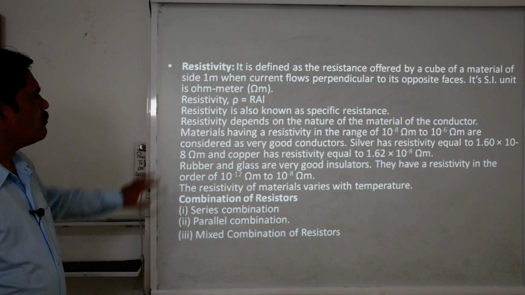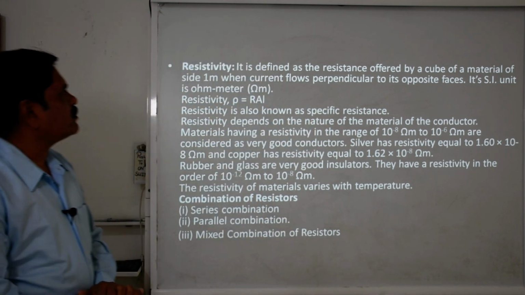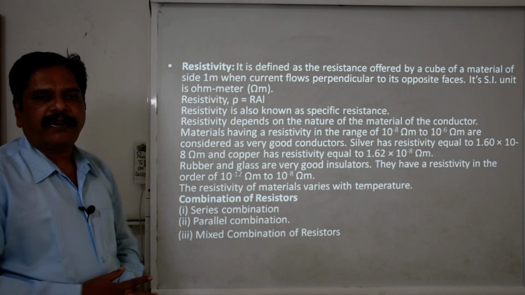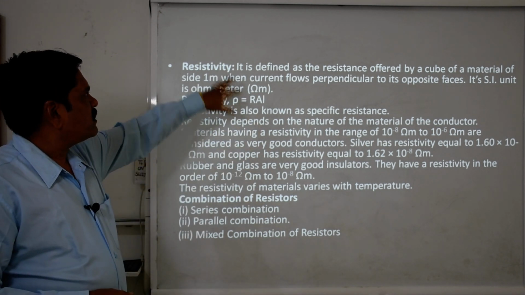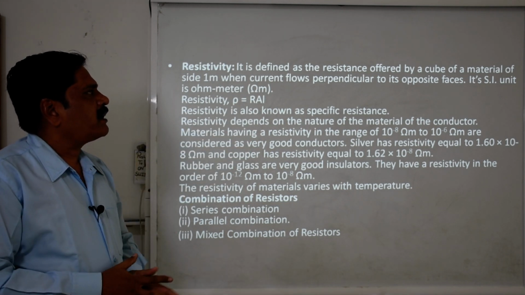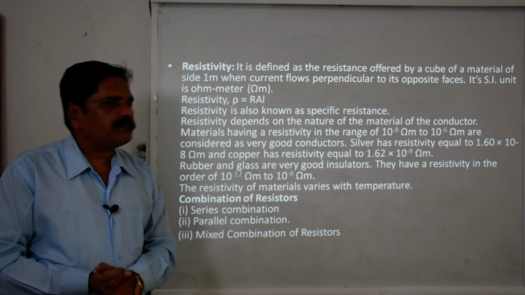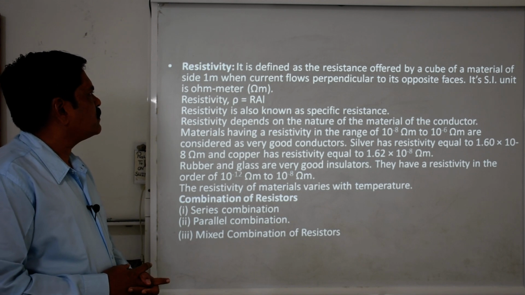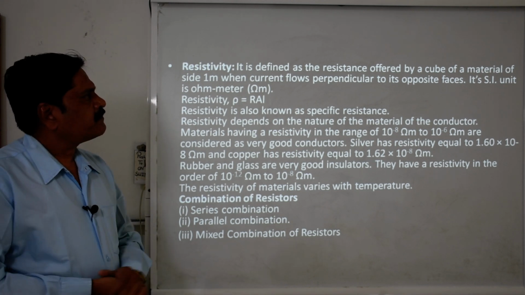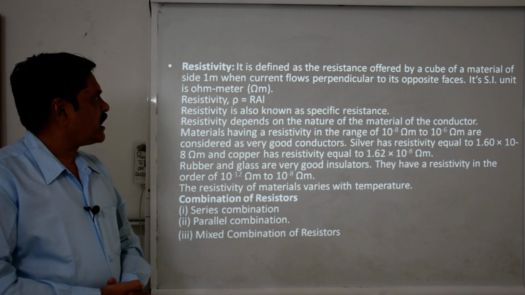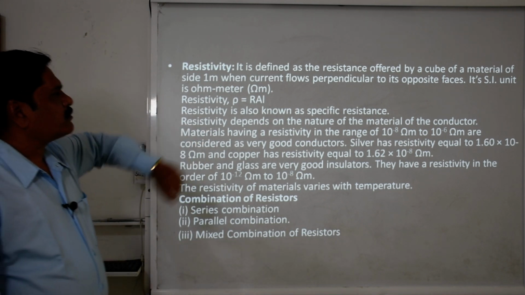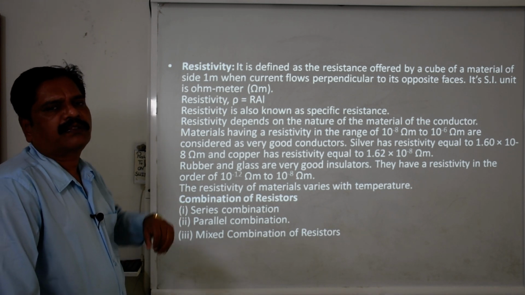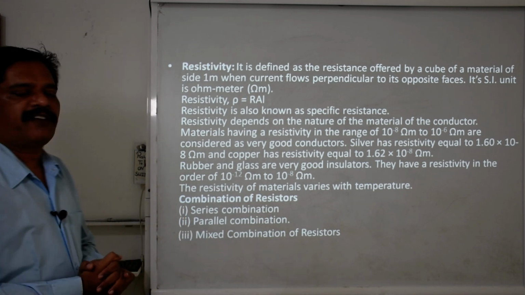Okay, now we are going to learn the definition of resistivity. It is the resistance offered by a cube of a material of side 1 meter when current flows perpendicular to its opposite faces. That is called resistivity, and its unit is ohm meter. It is also known as the specific resistance, and each and every material or conductor has its different specific resistance.